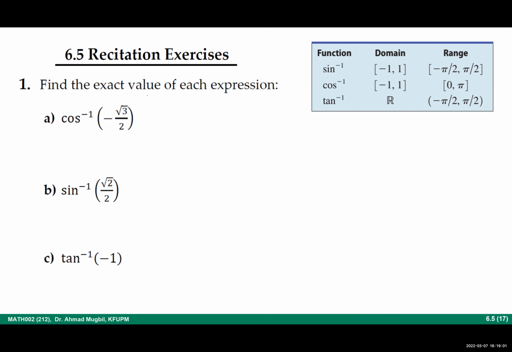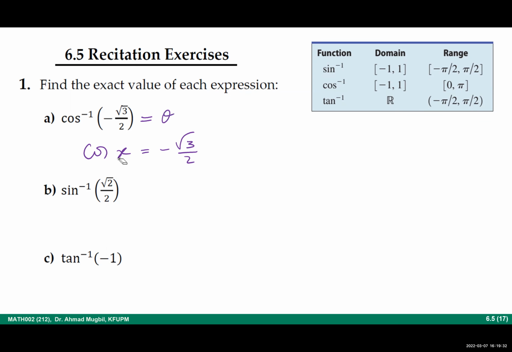Find the exact value of each expression. Cosine inverse of -√3/2. Now, in such a question, you need to ask yourself 2 questions. The first question: you don't know what cosine inverse of -√3/2 is. So let's say that it is x, for example. Now you will ask yourself, what is the angle? This means that cosine x is -√3/2. So it is an angle.